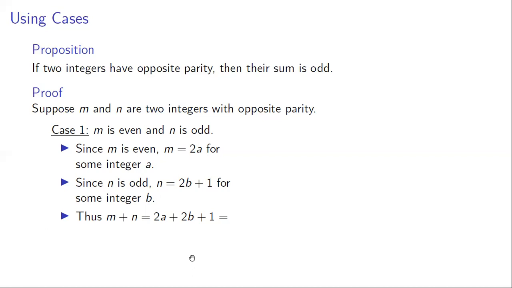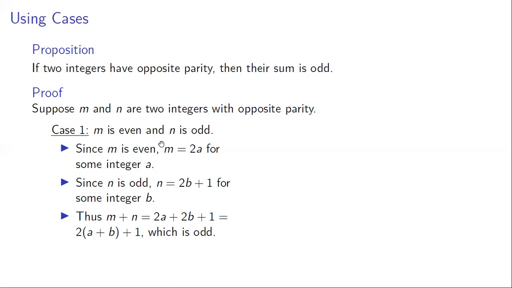We can factor the 2 out of these two terms, right? Again, our goal is to show that this thing is odd. So we factor out the 2 from both of these terms, and we have 2 times a plus b, and then the plus 1. This is an odd number because it's of the form of an odd number: 2 times an integer plus 1, right? a plus b has to be an integer because a is an integer and b is an integer. So that was case 1.